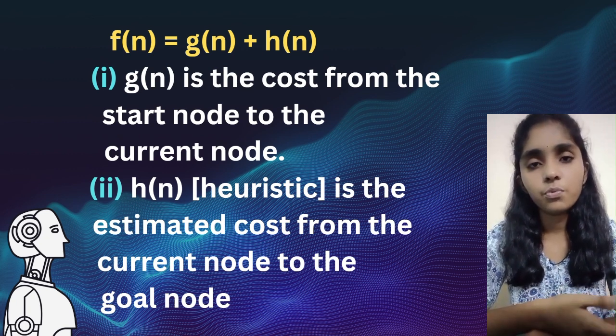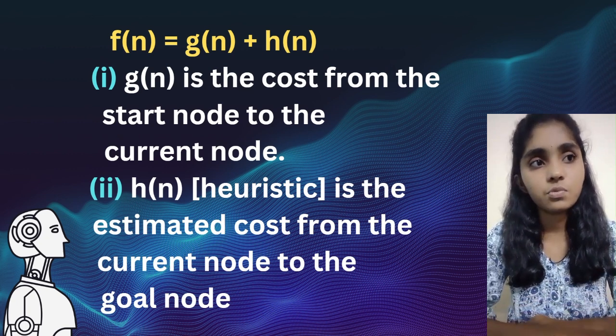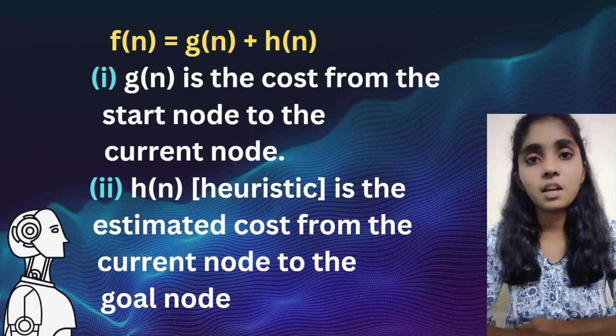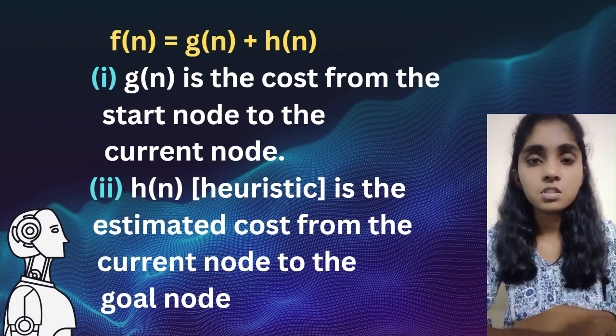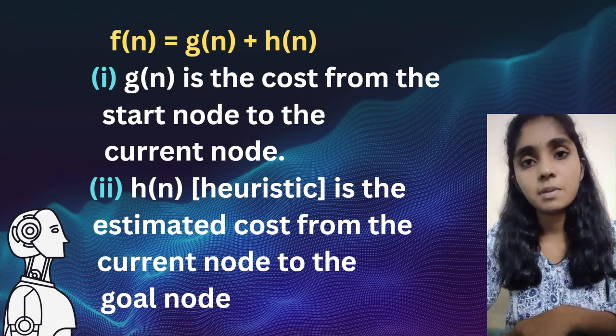The formula of greedy best first search is similar to this formula, but the only difference is that greedy best first search doesn't use h(n), which is the heuristic value. So A-star search is more advantageous than greedy best first search.